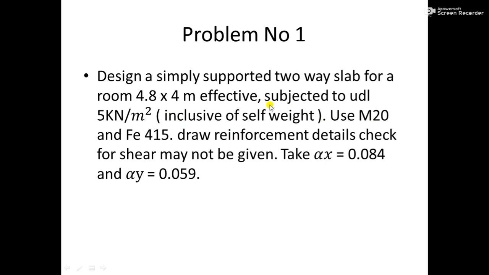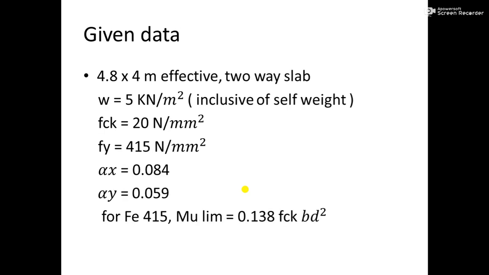Use M20 and Fe415, that is fck 20 Newton per mm square and fy 415 Newton per mm square. Draw reinforcement details. Check for shear may not be given, so it is not required for slabs. Take alpha x as 0.084 and alpha y as 0.059. These are the bending coefficients. They are also given. So this is the given data, that is 4.8 into 4 meter is the effective two-way slab we have to design.